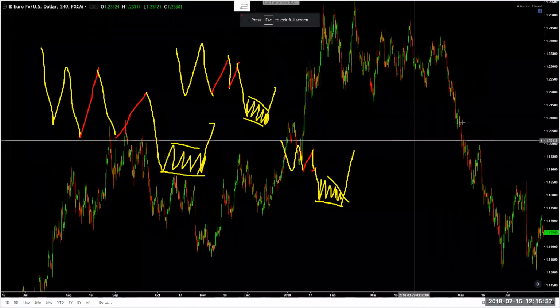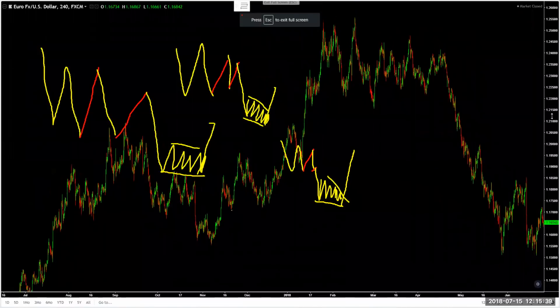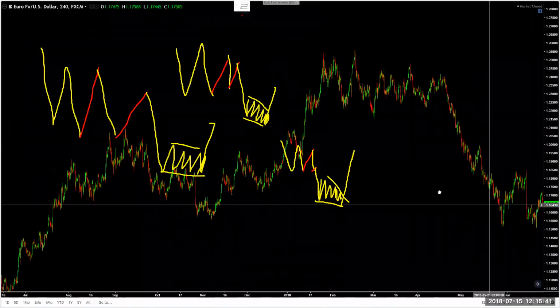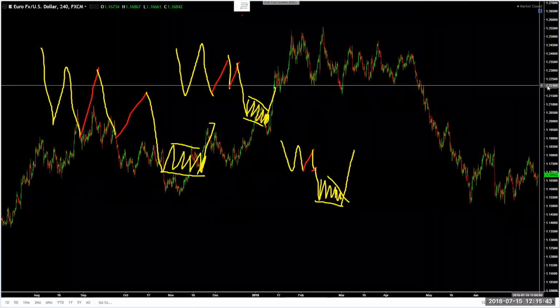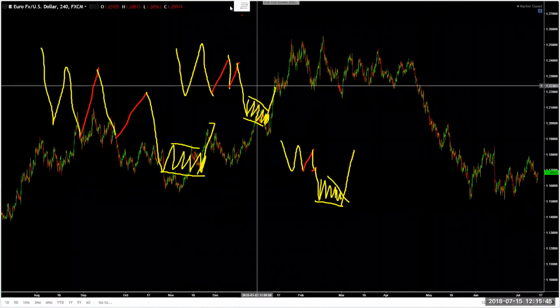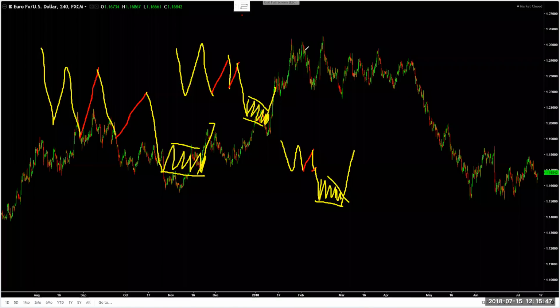So the current move, how we forecasted this current move to the downside. It was because of this repetitive pattern. You cannot miss this when it's right in front of your eyes. Okay, obviously you need a trained eye to be able to spot this. So look at this one that started in February.